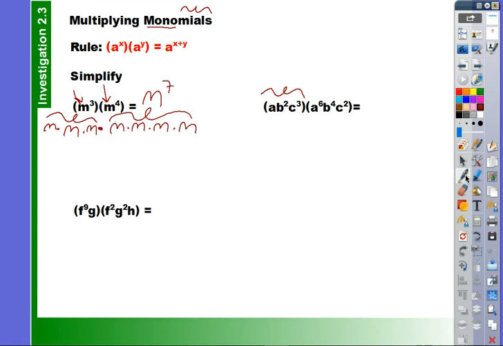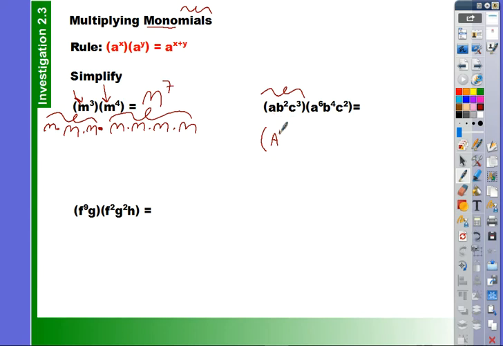So right now I have a times b times c, and obviously we have the exponents, and then over here we have a, b, and c all being multiplied together, and we're multiplying these two monomials together. But can I switch the order around and still have the same product? Yeah. Okay, so I have an a. What power is this a taken to? To the first. It's to the first.